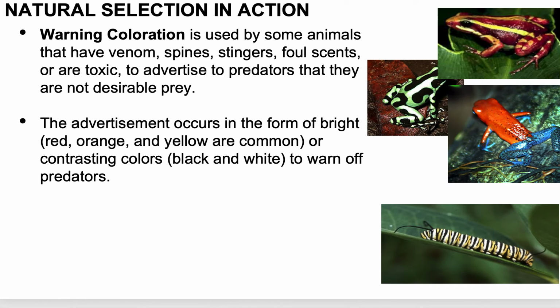All right. Next up is warning coloration. Some animals will have warning coloration to warn you that they have venom, spines, stingers, they might have a foul scent, or they're toxic in some way. And it's just a way to tell predators, hey, don't eat me because I can kill you. One great example of this is, of course, poison dart frogs. The advertisement of their colors will generally be bright colors such as red, orange, and yellow, or it could be contrasting colors such as black and white or black and yellow to warn off predators.